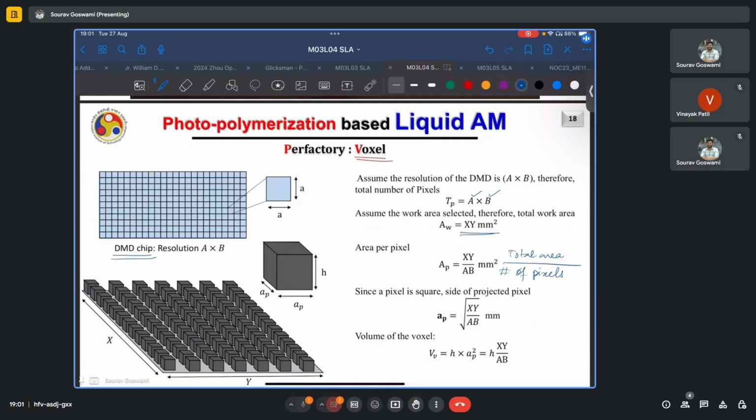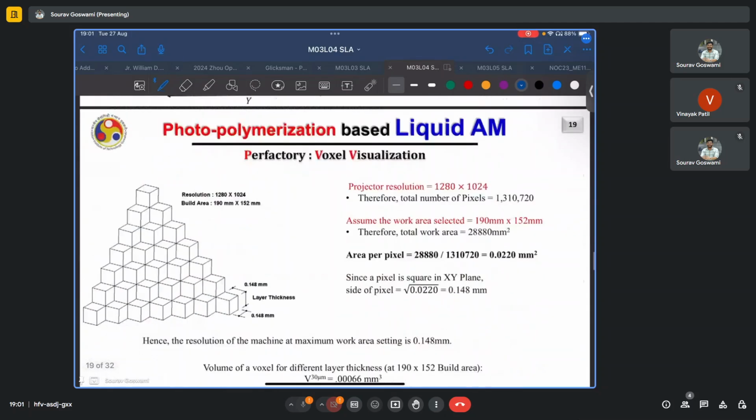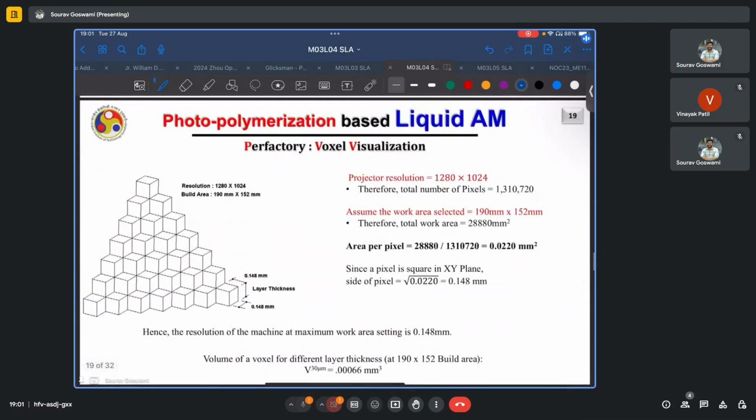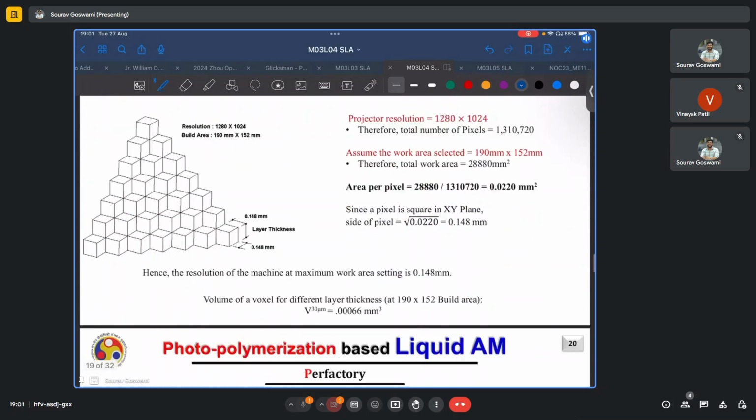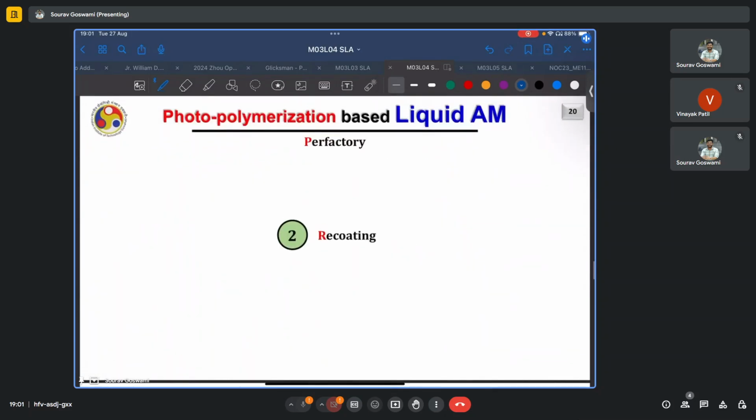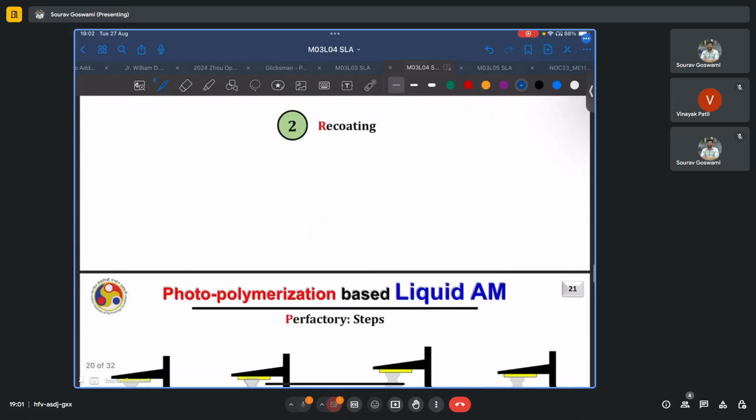Also, since typically we will only have square pixels, we can also divide this area across those two dimensions. So for a square region of size AP, you will have AP square equals this area xy by AB. Thus, we can find the dimension of each pixel. An example calculation has also been shown here. We'll also discuss something in our problem solving duration.